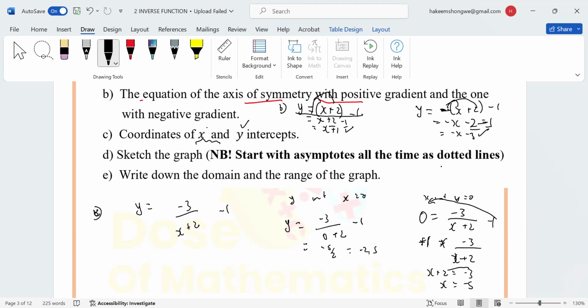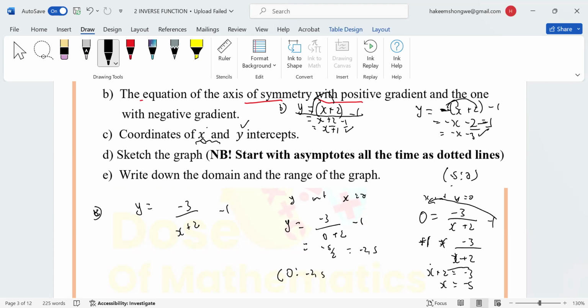So what are the coordinates here? The coordinates of the x-intercept are going to be minus 5 and 0. When x is minus 5, our y is 0. And then when x is 0, our y is minus 2,5.